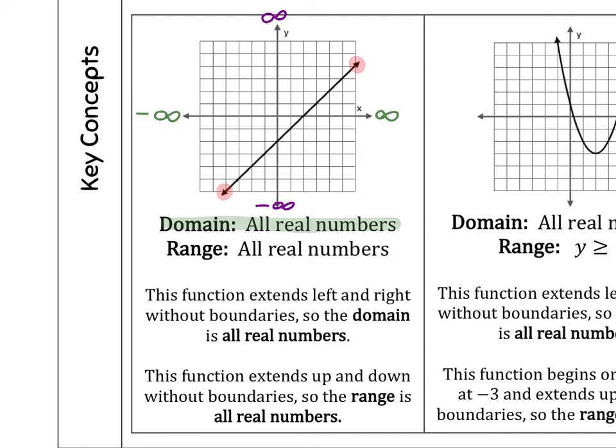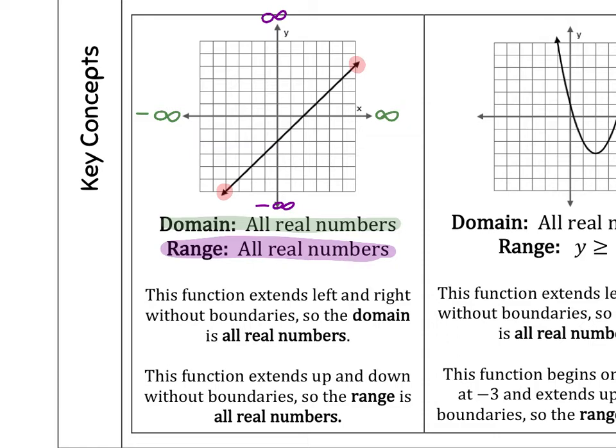And the range, since this line is extending to the bottom and to the top, we would also say that its range is all the real numbers. There's no place where it stops. So it's all of them. You don't have to make me a list of from negative infinity to infinity because you can't count to infinity. It's not a thing. Well, you can. You just never reach it. So we just say all of them.